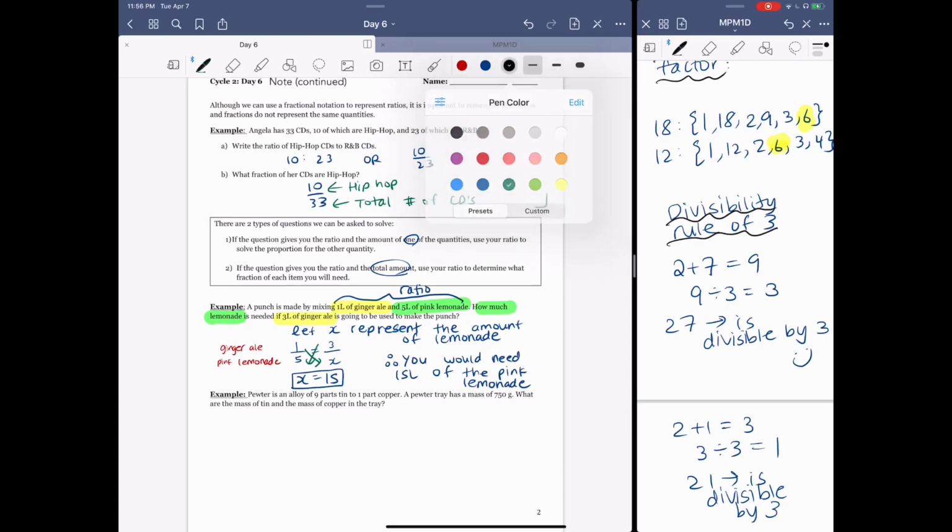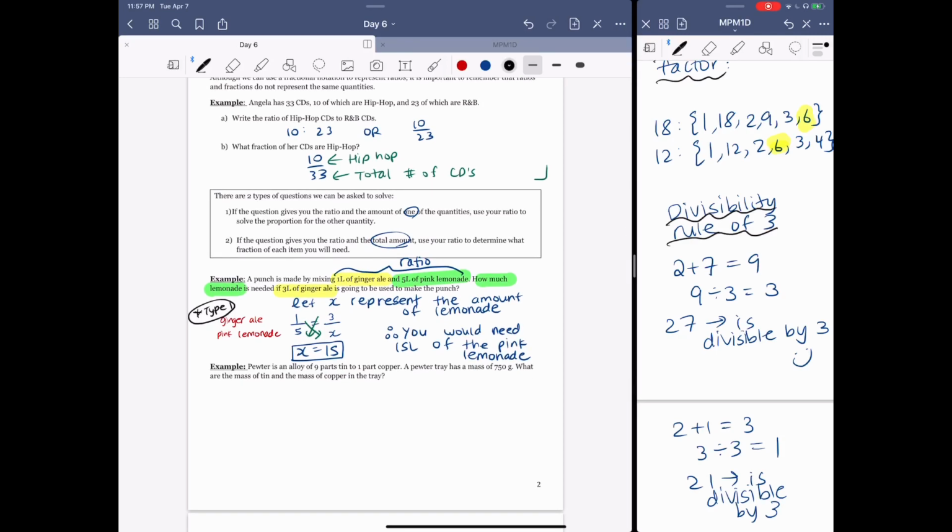So in that case, that is a type 1 problem, if we're following the box on top. All right, example 2. Pewter is an alloy of 9 parts tin to 1 part copper. The pewter tray has a mass of 750 grams. What are the mass of tin and the mass of copper in the tray? And I'm probably saying that wrong, but that's okay. So 9 parts tin to 1 part copper, that is a ratio.